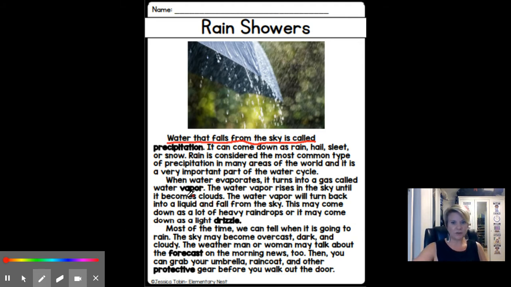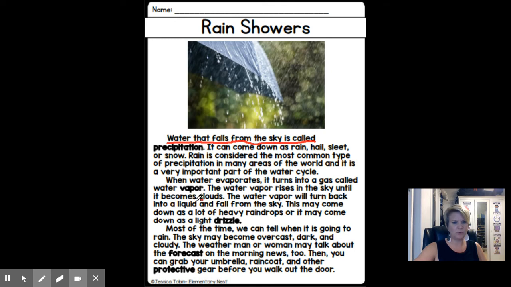It can come down as rain, hail, sleet, or snow. Rain is considered the most common type of precipitation. And precipitation again, I know that means water that falls from the sky. So rain is considered the most common type of precipitation in many areas of the world, and it is a very important part of the water cycle. When water evaporates, it turns into a gas called water vapor.